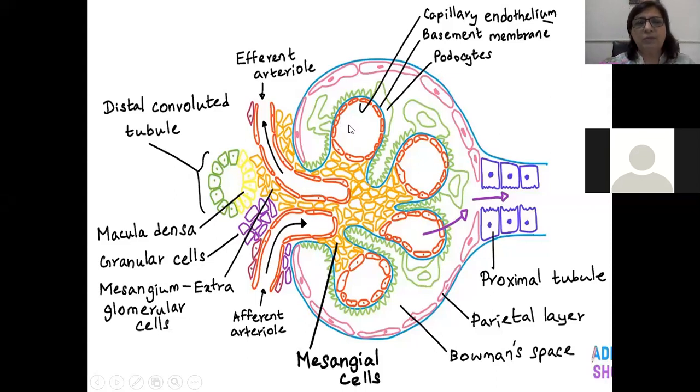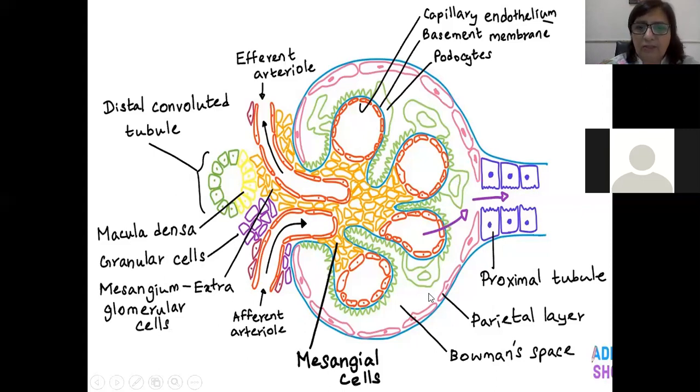Fenestrated epithelium is also present in the liver. All of you know that from your histology. And you can also see filtration slits which are present in between the podocytes. So this is the structure of a glomerular capillary, and it is very important for the ultrafiltration of plasma.